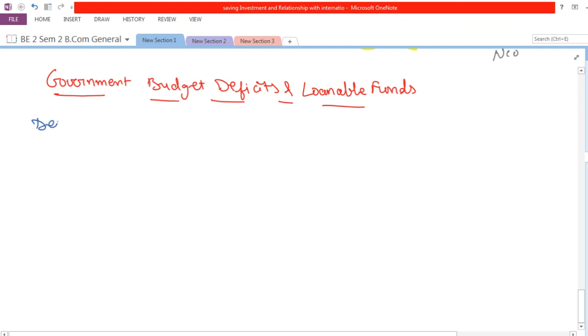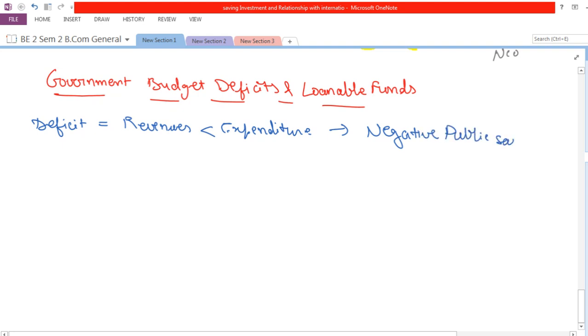Okay, deficit is equal to revenues being less than expenditure. Taking this into account, this means that there is a negative public saving. And when we say that there is a negative public saving, it means that the supply of loanable funds reduces.